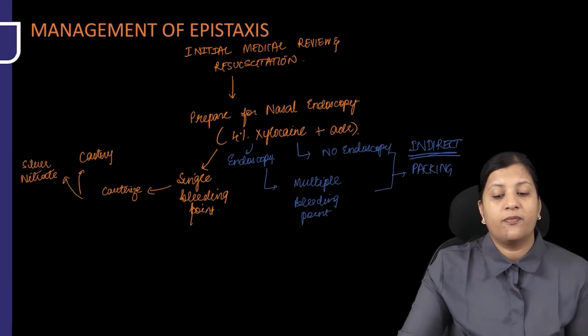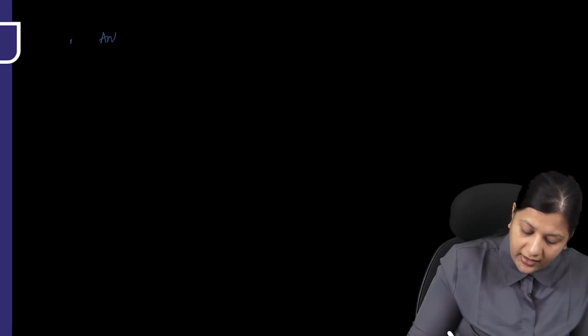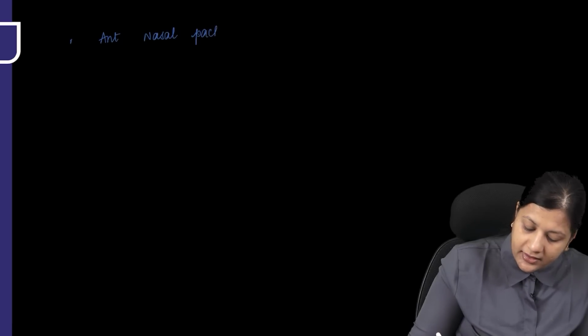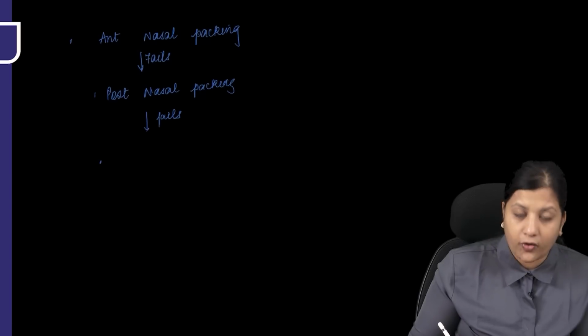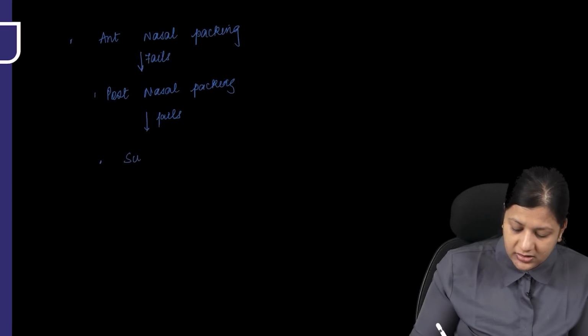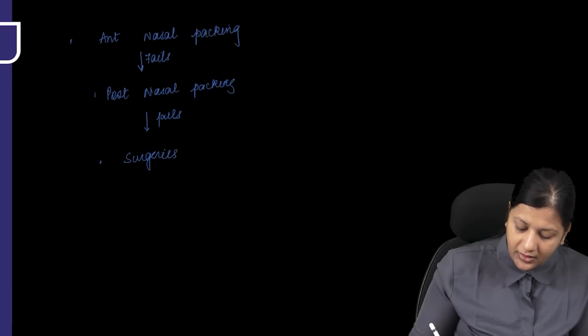So what sort of packing will you do? Let us understand. Initially, you will do an anterior nasal packing. If anterior nasal packing fails, then you will do a posterior nasal packing. Now, if posterior nasal packing fails, then what will you do? Then you will go for surgery. What surgery? You will go for ligation of arteries.